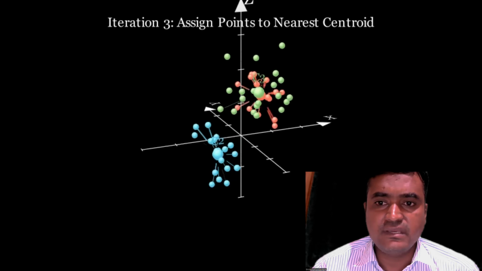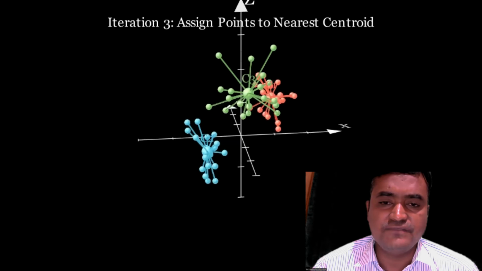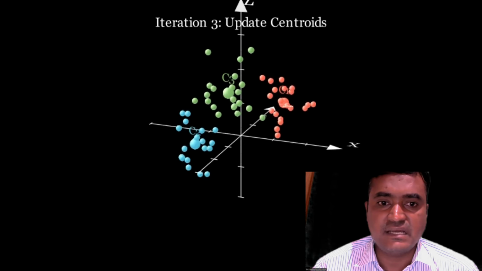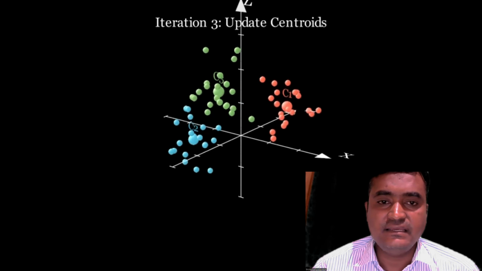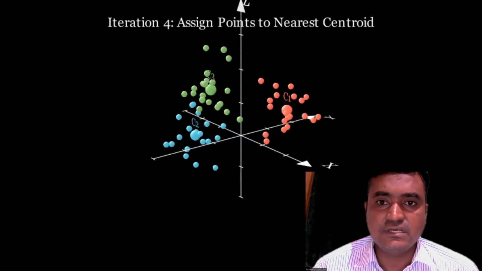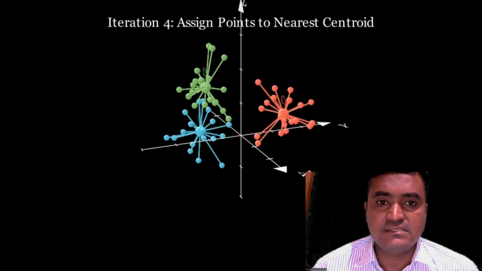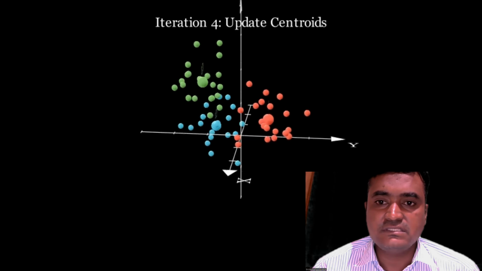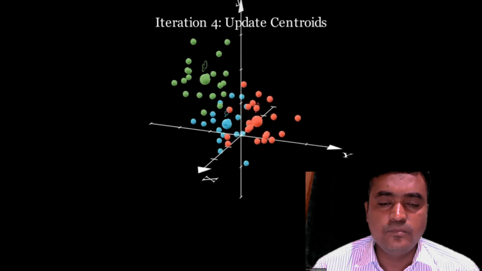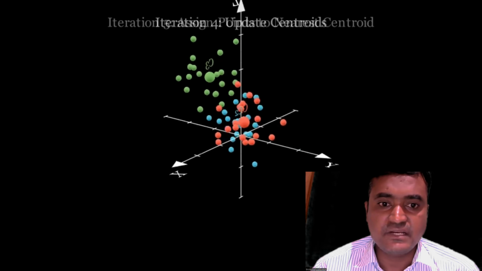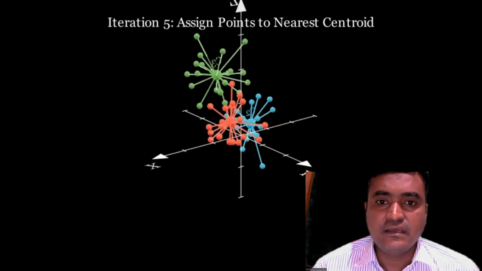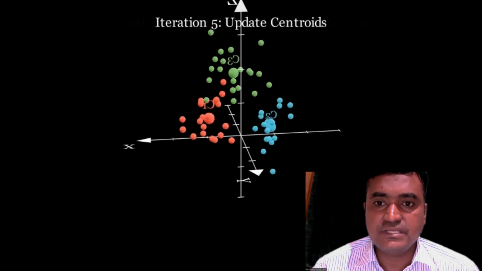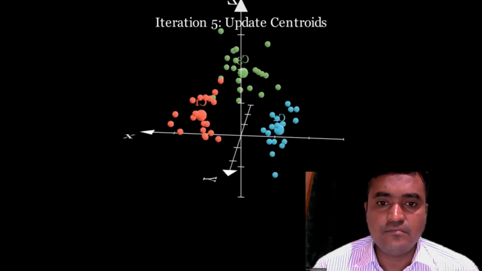The algorithm needs to make the centroids better representatives of their groups. So it calculates the average position of all points assigned to each centroid. And finally, the red centroid C1 moves to the center of all the red points, the blue centroid C2 moves to the center of all blue points, and green C3 repositions itself among the green points. The labels follow along, staying just above each centroid as they move.